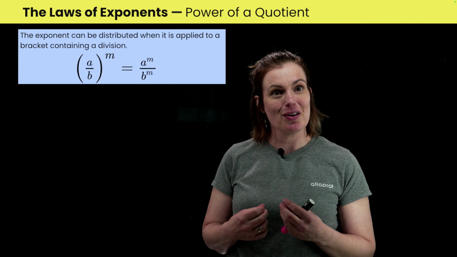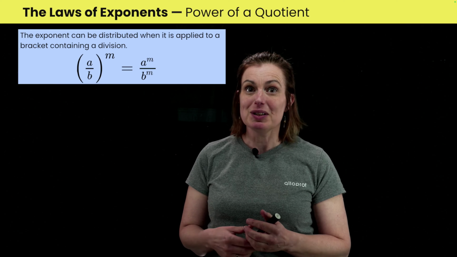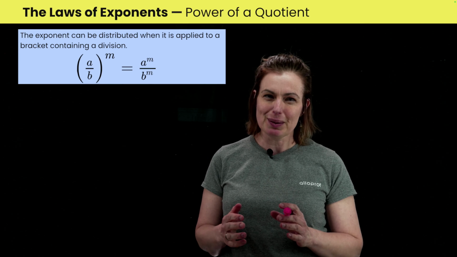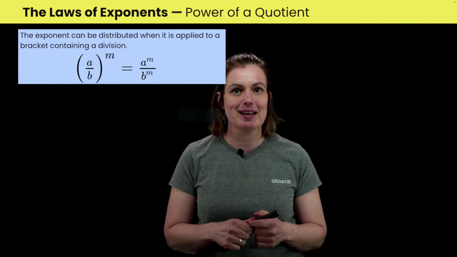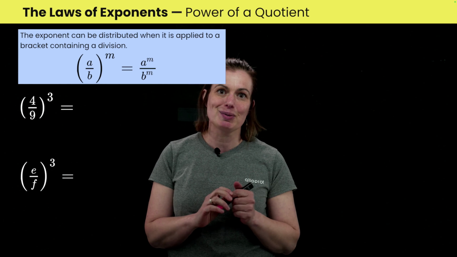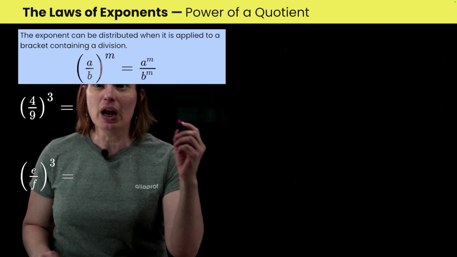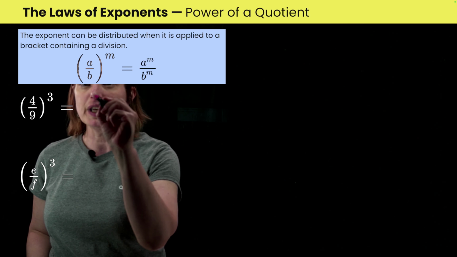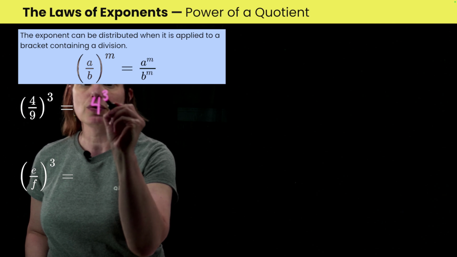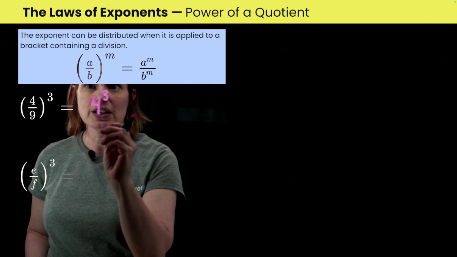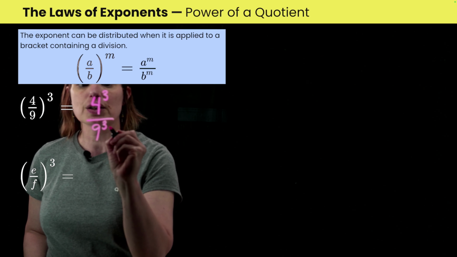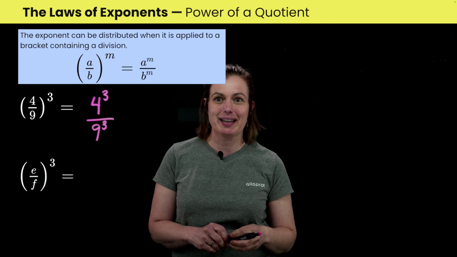So we're going to look at the power of a quotient. The exponent can be distributed when it's applied to a bracket containing a division. And this works pretty much like it did in the previous law, except that you, of course, have a division inside of brackets and not a multiplication. So over here, our 4 over 9, we're going to keep that. We're still going to have 4, but this time that 3 distributes to the 4. So in the numerator position, it's 4 to the exponent 3. And in our denominator, we're now going to have 9 to the exponent 3, just like that.